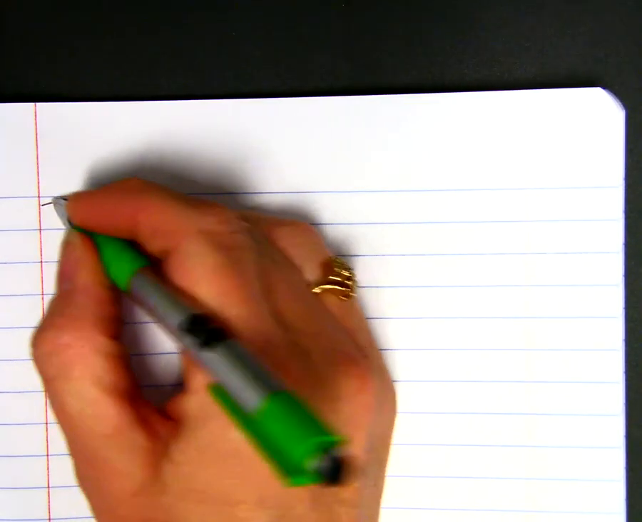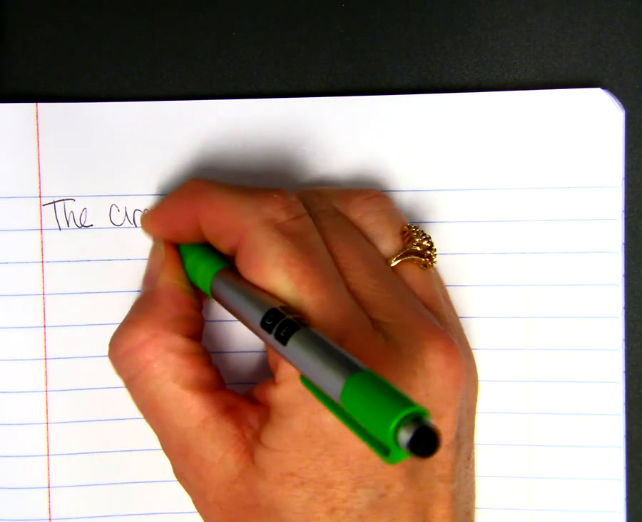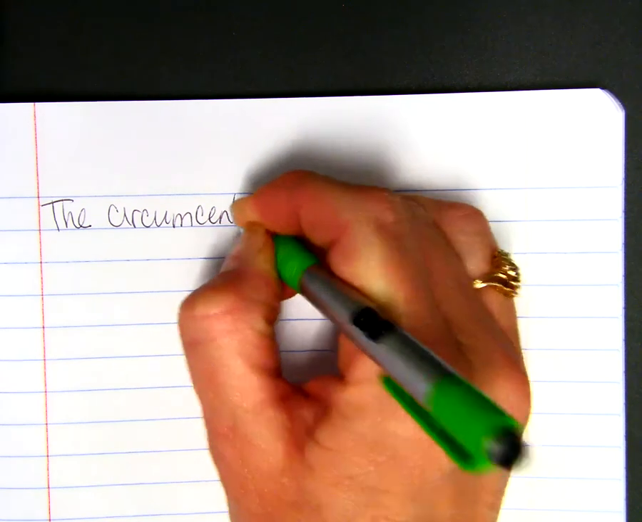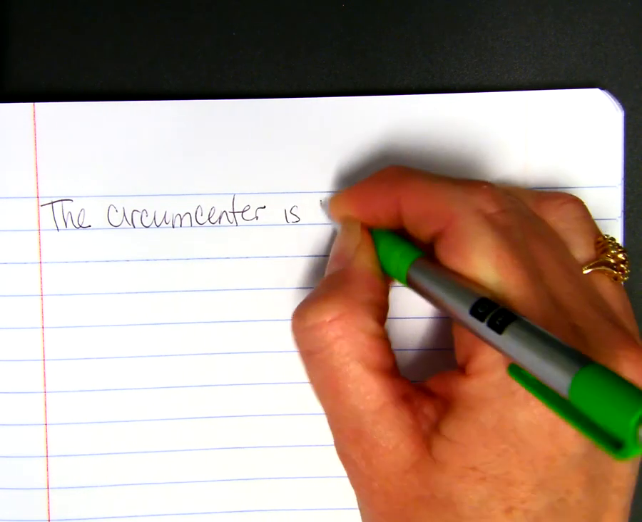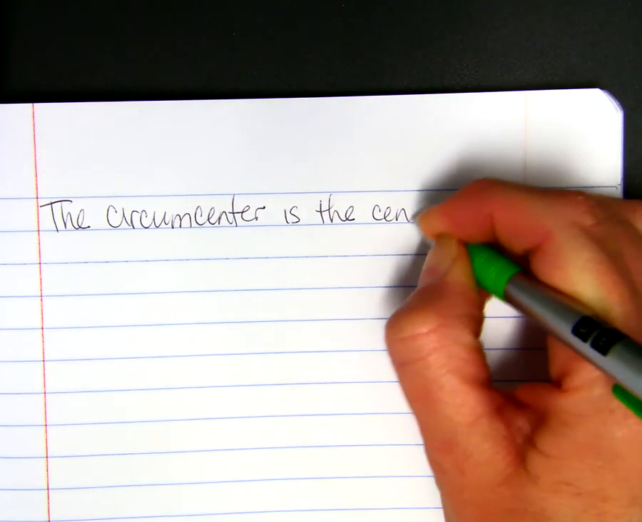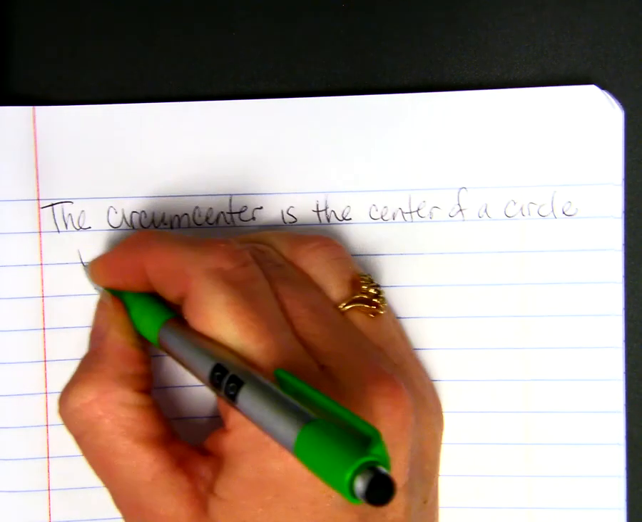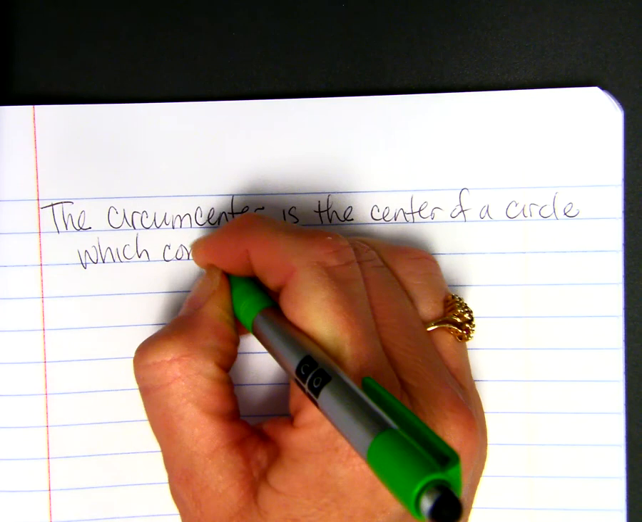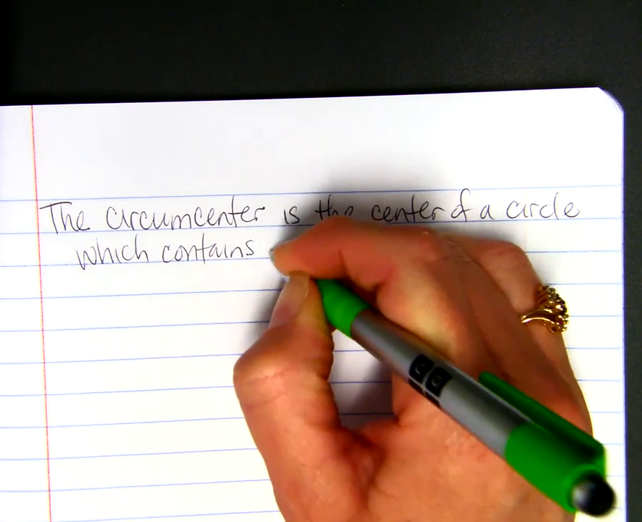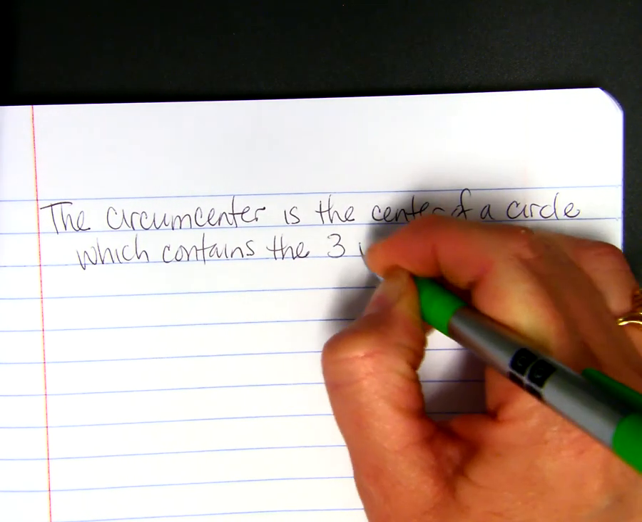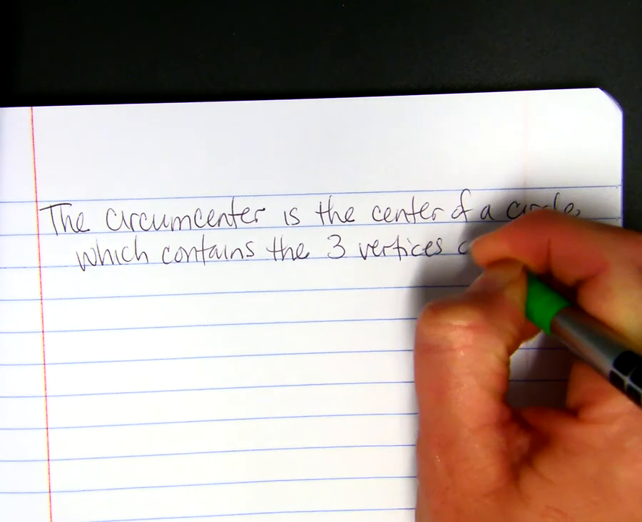Okay. So the circumcenter, just skip a little bit, is the center of a circle which contains the 3 vertices of a triangle.